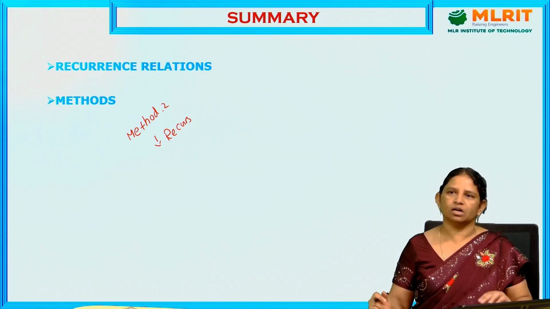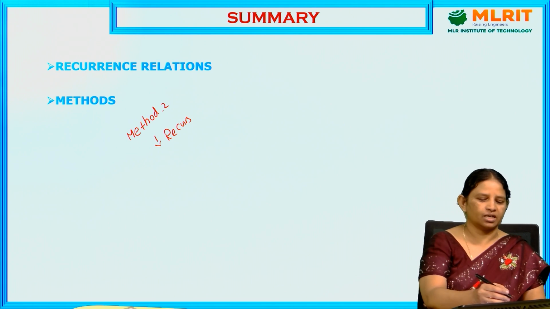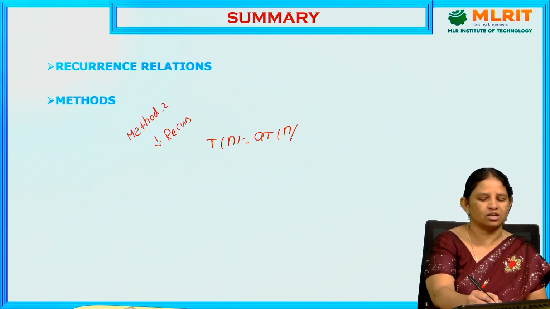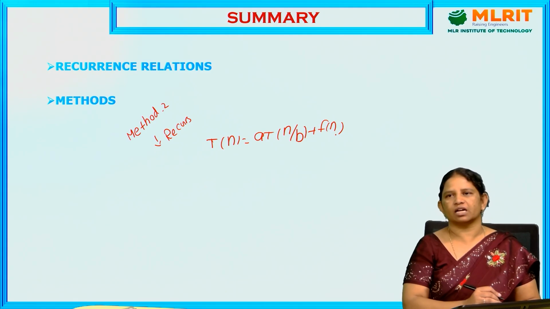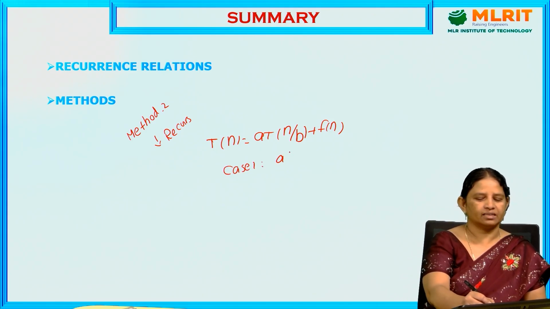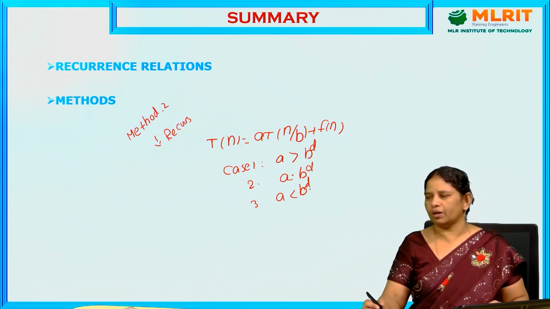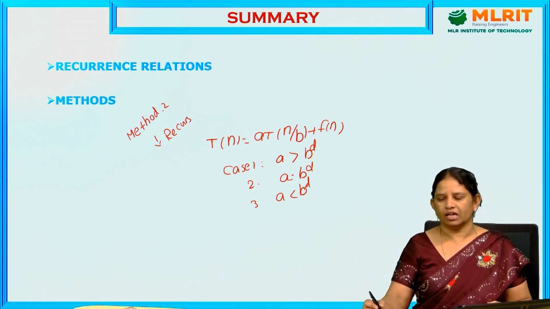Then coming to the third method to find the time complexity, the Master's theorem. In the case of the Master's theorem, the recurrence relation is of the form T of n equal to aT n by b plus f of n. For this recurrence relation, there are 3 cases. Case 1 is A greater than B power D. Case 2 is A equal to B power D. Case 3 is A less than B power D. So based on the A value and B power D value, we need to apply the different cases to find the time complexity of the given recurrence relation.